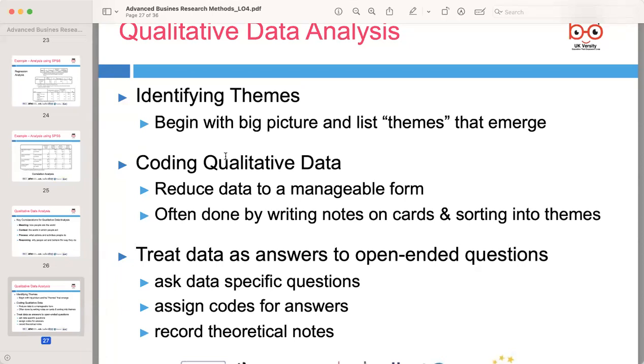Then treat data as answers to open-ended questions. So here, to analyze qualitative data effectively, we need to treat it as if it were answers to open-ended questions. We ask ourselves specific questions about the data, such as what is the main message conveyed, what are the common experiences or perspectives shared. This approach helps us explore deeper into the meaning behind the data.